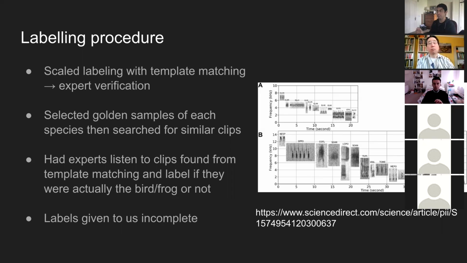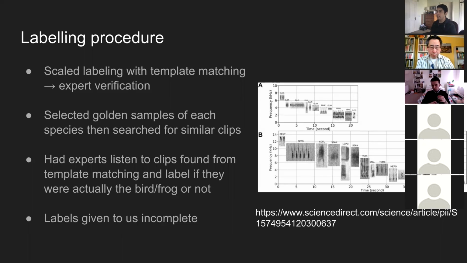The template matching would propose a whole ton of different times where the species might have been present, and then they had the experts actually go in and say, this is actually the bird, this isn't the bird. If it was the bird, then it went into the true positive file. If it wasn't the bird, then it went into the false positive file.